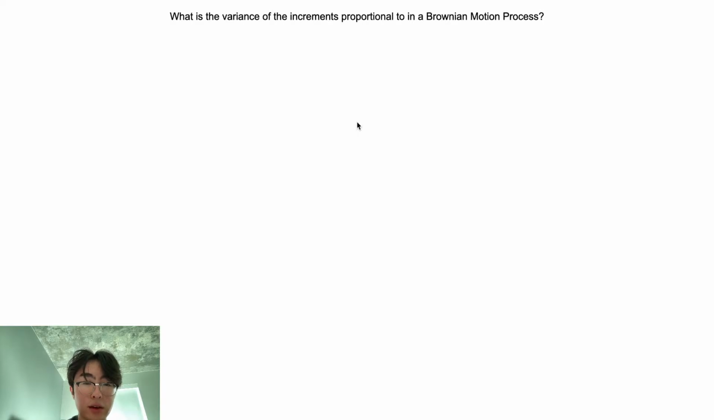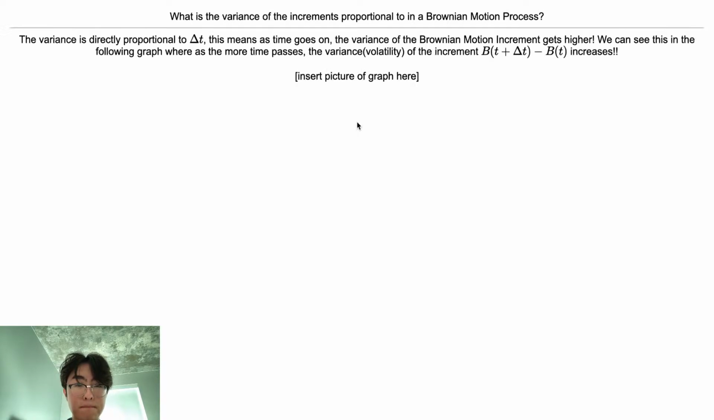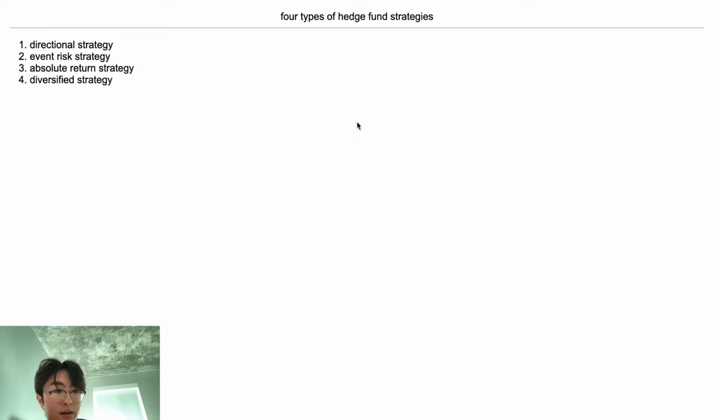What is the variance of the increments proportional to in a Brownian motion process? The variance of the increments is directly proportional to the change in time itself. Okay, four types of hedge fund strategies: absolute return, event risk, global macro, and diversified. I guess directional, event risk.